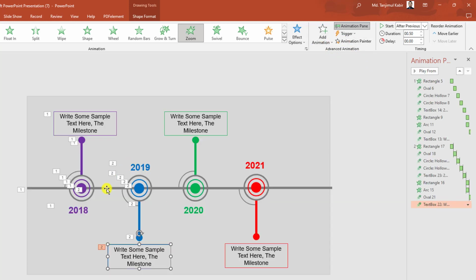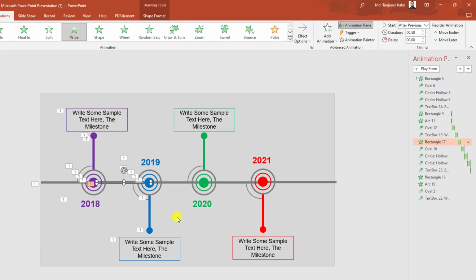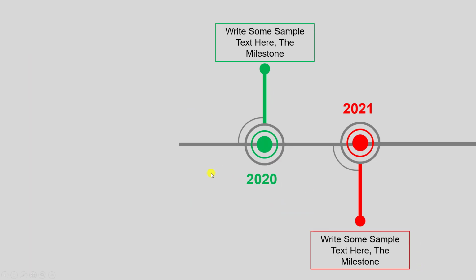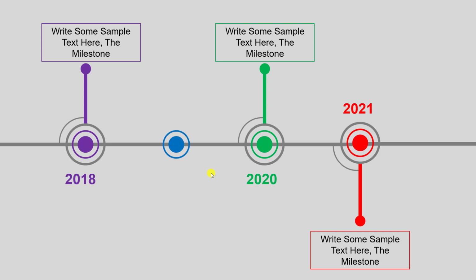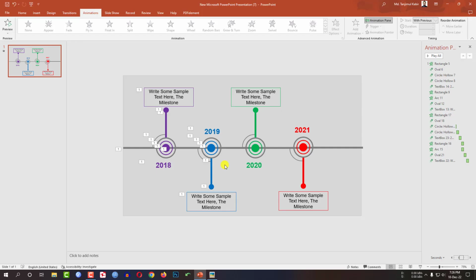Now let me select this one, let me change it to after previous. Now if I want to watch the slideshow, here you will see. To save your time, I am making the video fast forward.